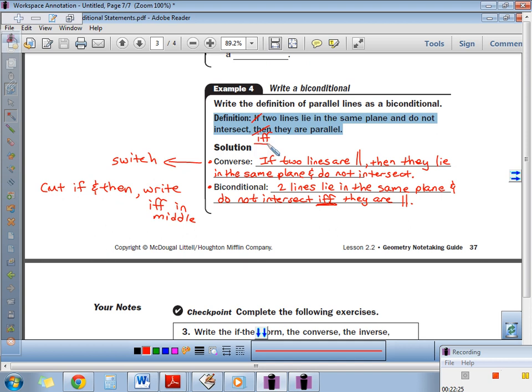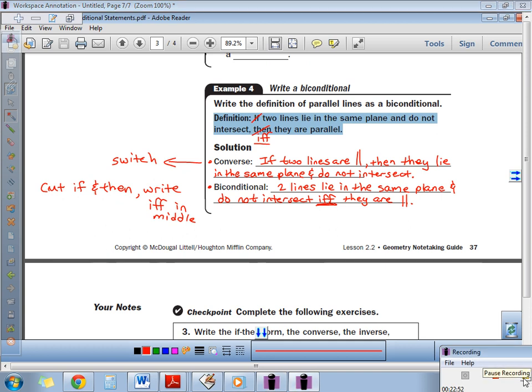So, let's see if I did that correct. Two lines lie in the same plane and do not intersect. Yep, we have that. If and only if they are parallel. Now, is there a comma needed for the if and only if? No comma needed. Make sure you don't have a comma there. Is there one needed for the converse? Yes, if it has an if and then, it needs a comma. Good job.